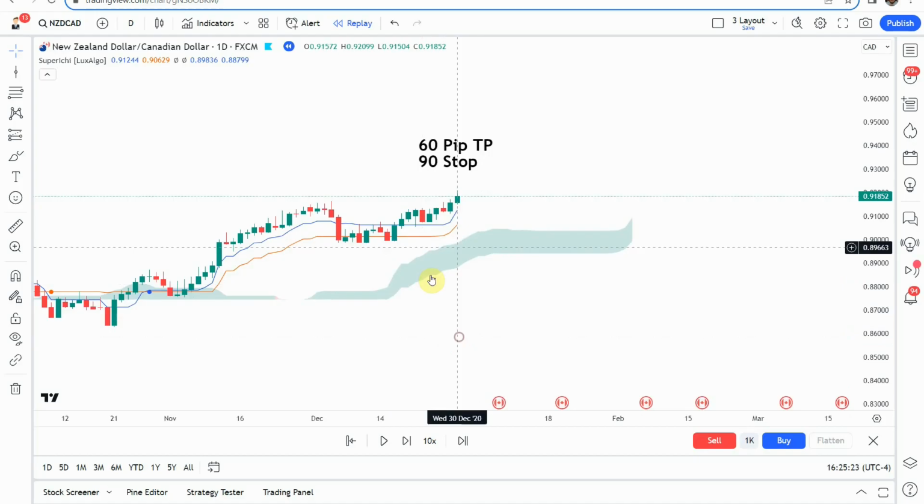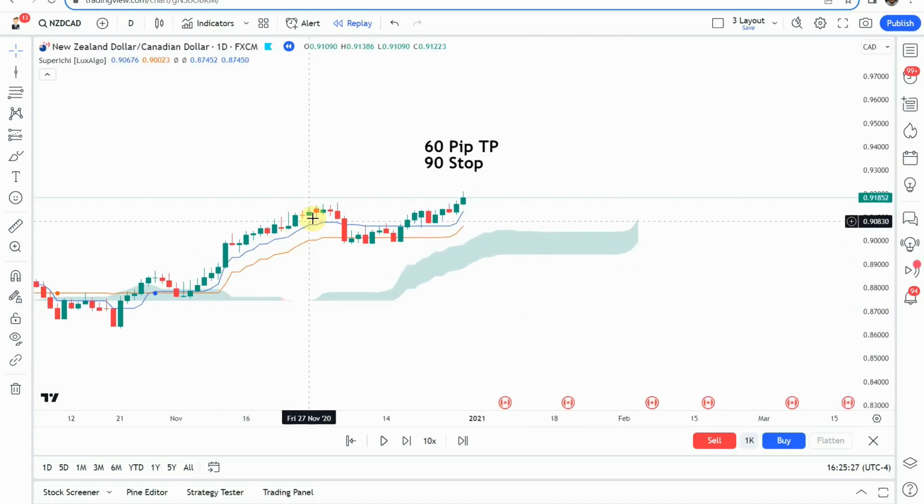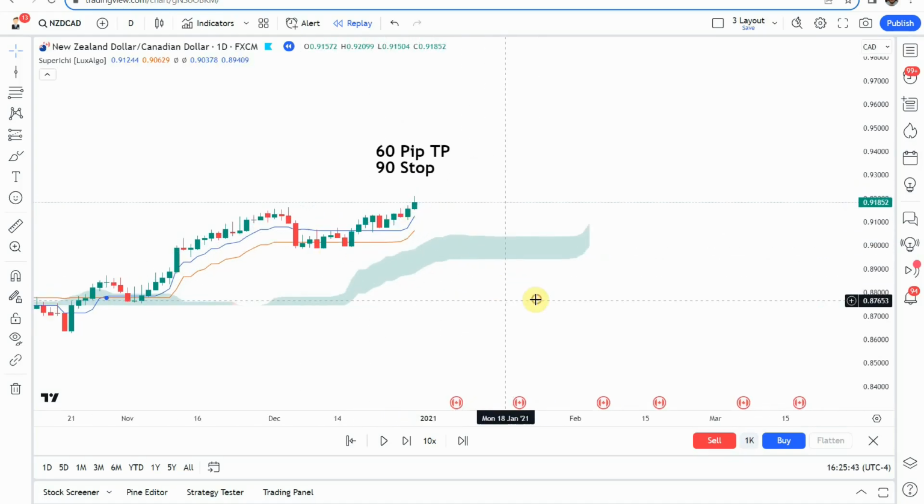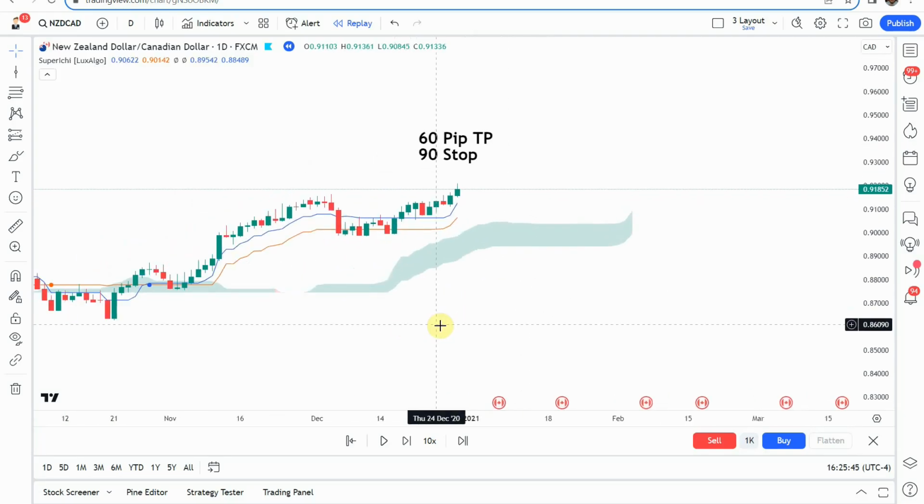So for example, right here you can see that the cloud is green. We get a pull back into the Tenkan-sen and Kijun-sen lines here, and then you can see that we get this nice big spike, or even this one here, kind of engulfing candles there, spiking back up to the upside. That would be a signal to go long, as an example. And the reverse would be true for shorts.